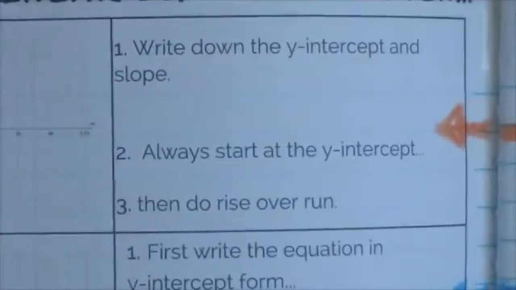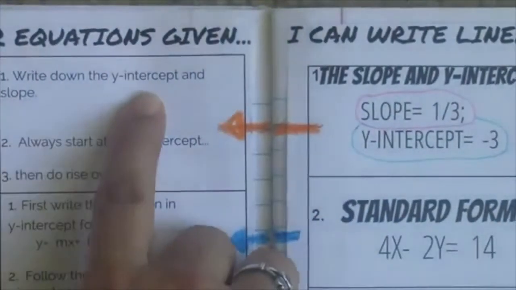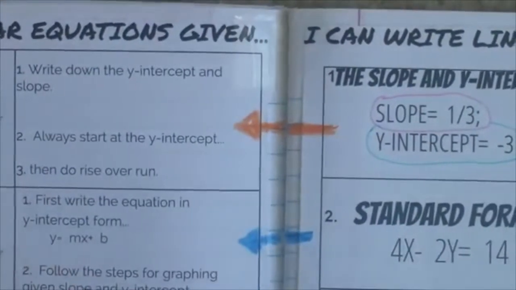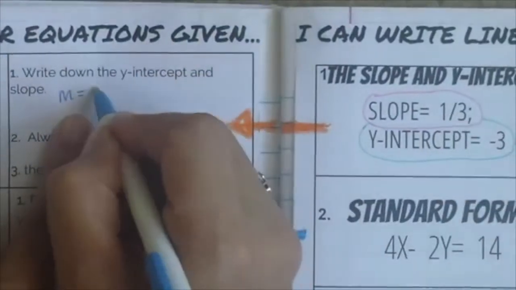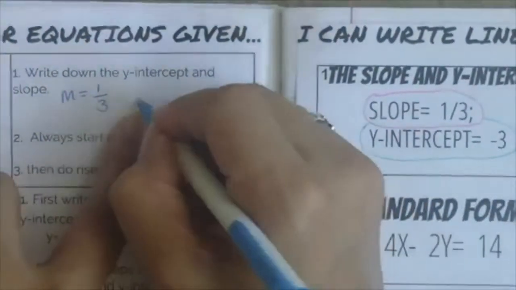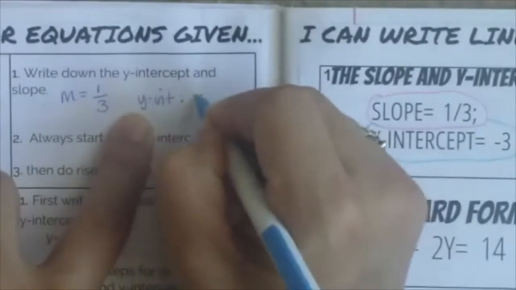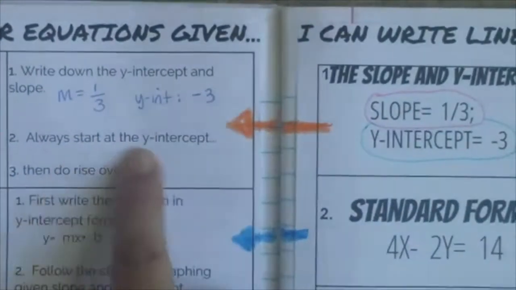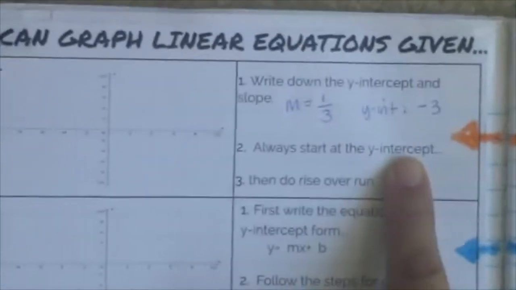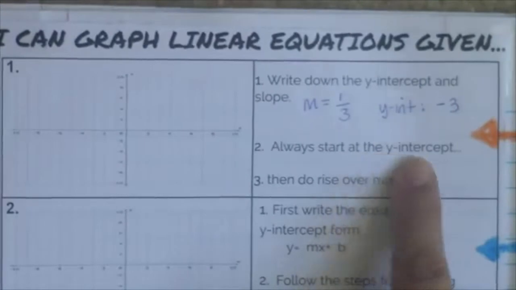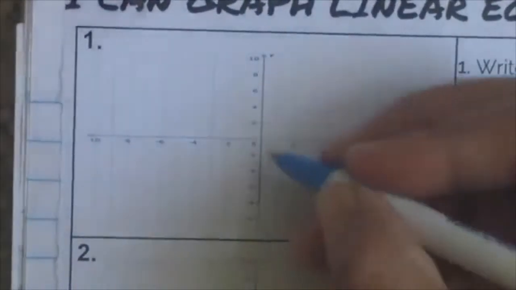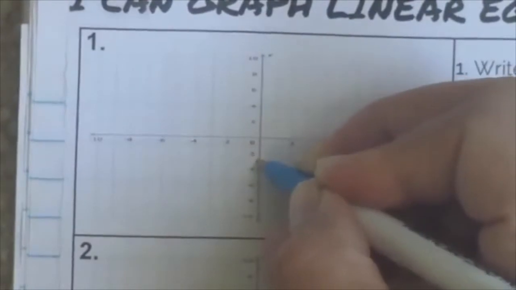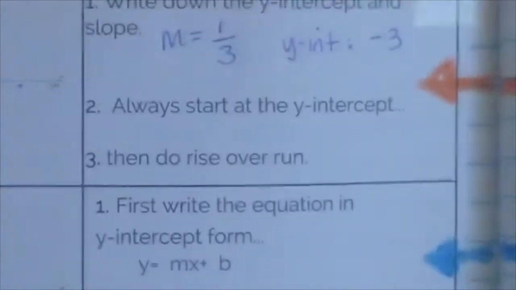First thing you're going to do is write down the y-intercept and the slope. So the y-intercept is -3, the slope is 1 over 3. Then it says always start at the y-intercept, so we're going to start at -3. So I'm actually going to put a point down where it crosses the y-axis at -3.